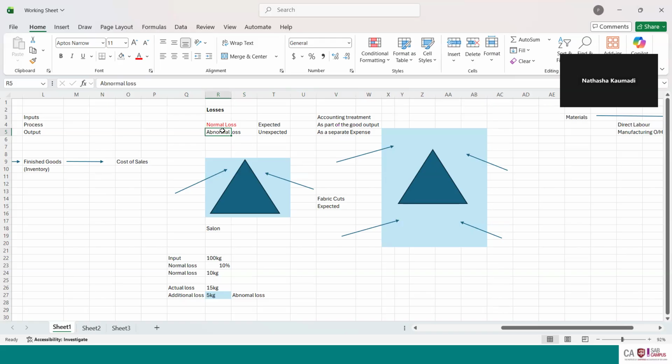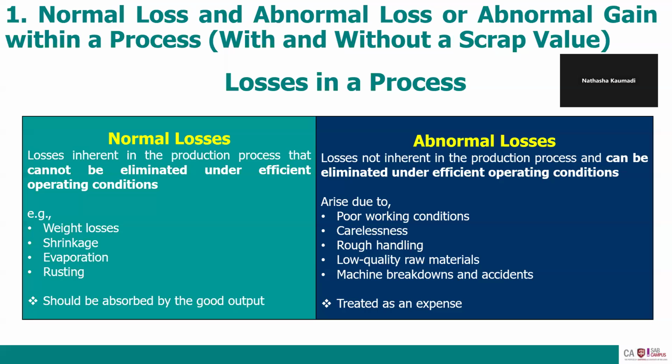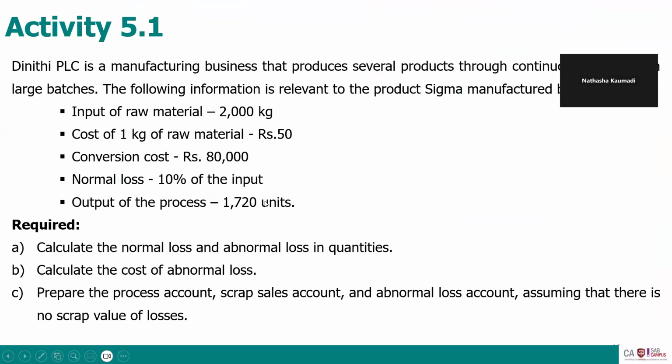If we do so, that would be very unfair because it is the company's fault. Maybe the company's negligence, the company's machine breakdowns, company employees' training issues. So it's not good to include that cost as part of the good output. That's why we take it as a separate expense. So those are the things we discussed. So normal loss and abnormal loss, it's there. I gave you the examples as well. And with that, we discussed how to do our first process account, process costing, activity 5.1.